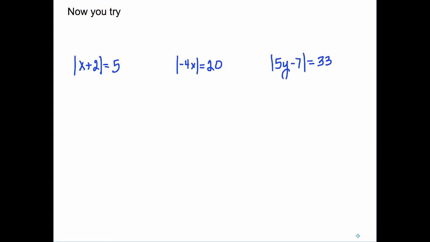Now I'd like you to try each one of these absolute value equations. Copy them into your journal, stop the video while you do them. Be sure to solve them, graph them, and check your answers. And when you restart the video, I'll show you the solutions.